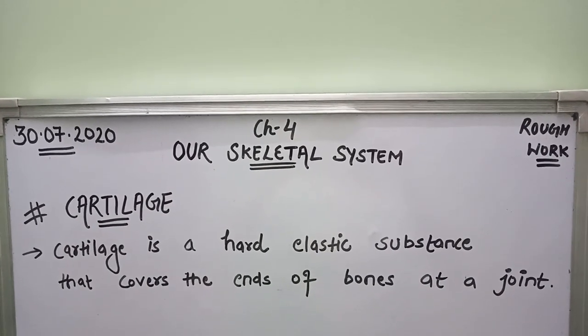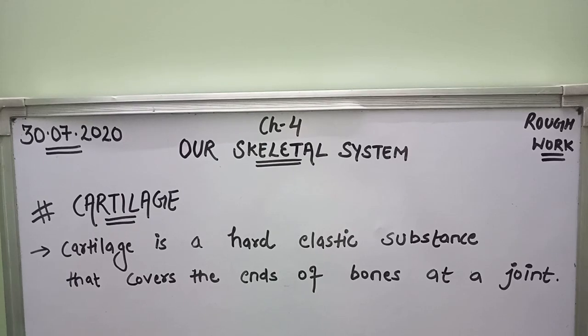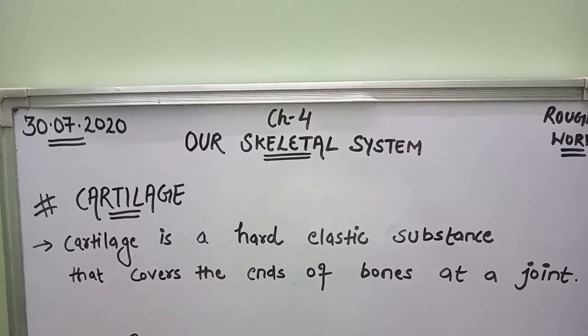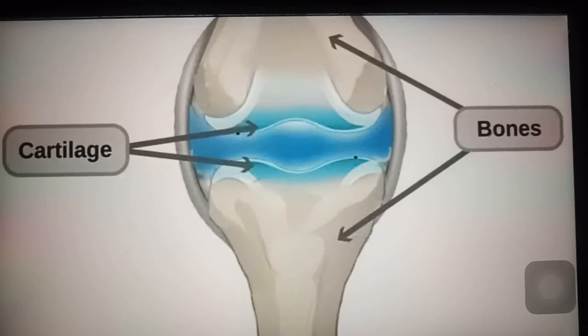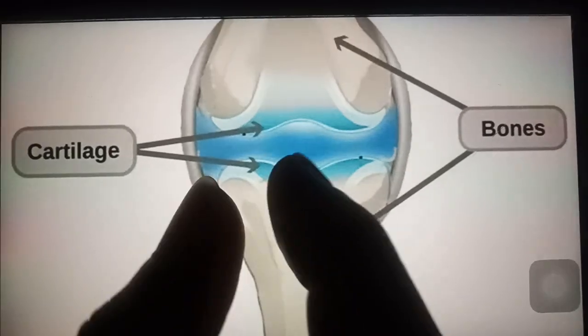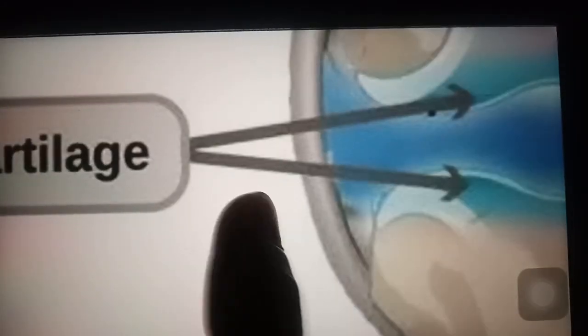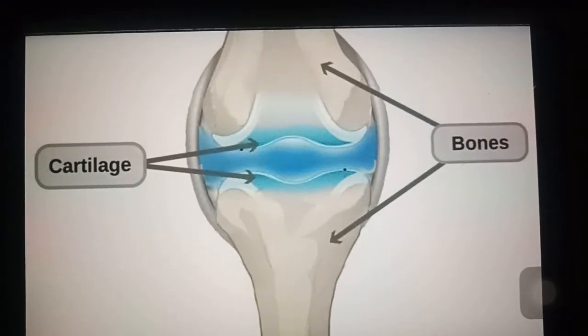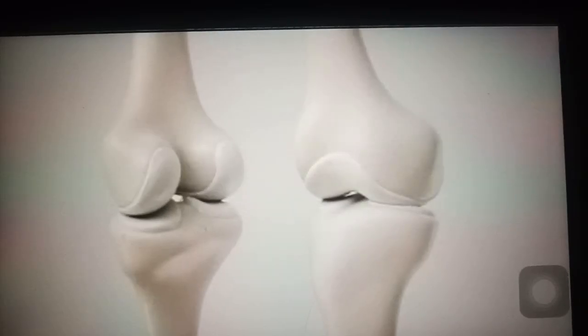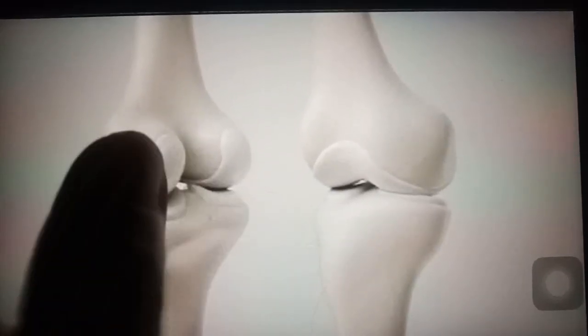And now I'm going to show you a few images of cartilage. So kids, here you can see an image of cartilage, and look at it very carefully. This one is your cartilage, okay? You can see various other pictures also. Again, this one is your cartilage.